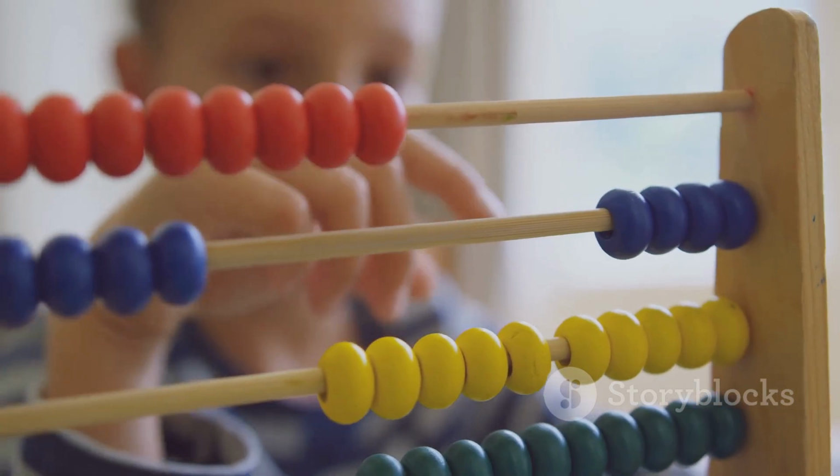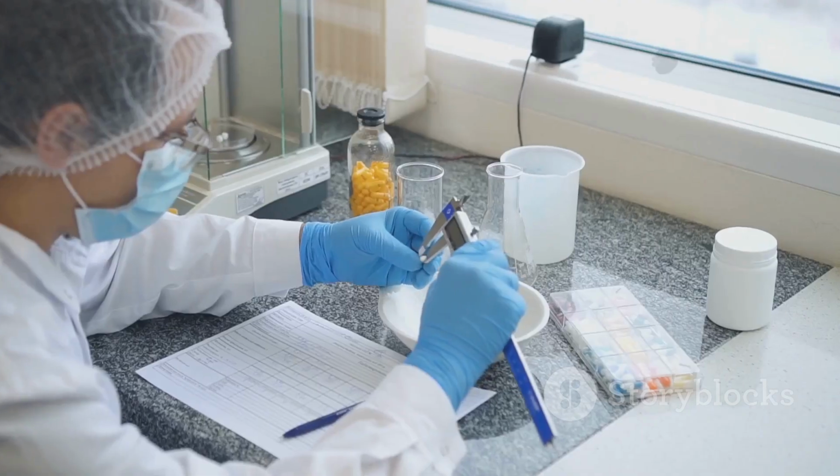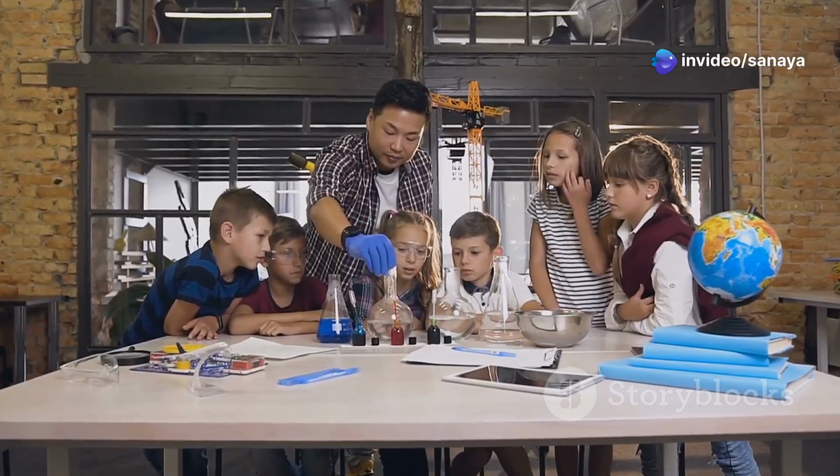Let's recap. The mole equals 6.022 x 10^23 particles. Molar mass links grams to moles. The formulas are your toolkit. Now it's your turn to practice.